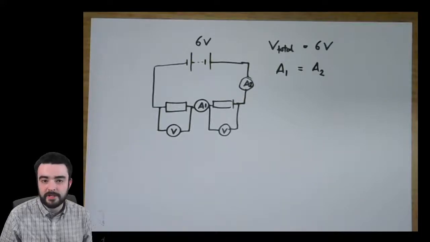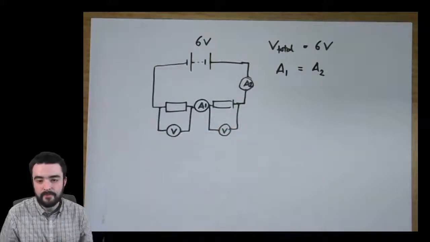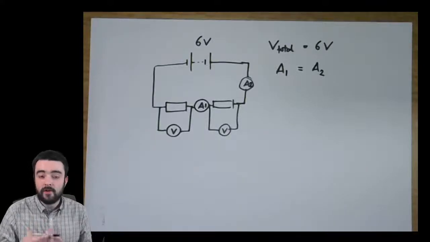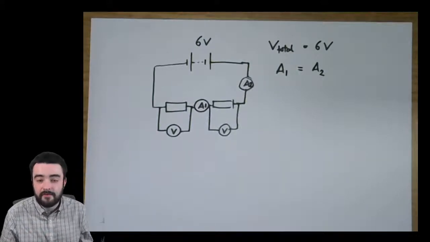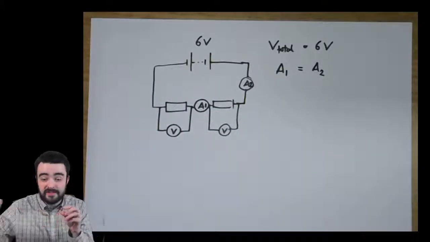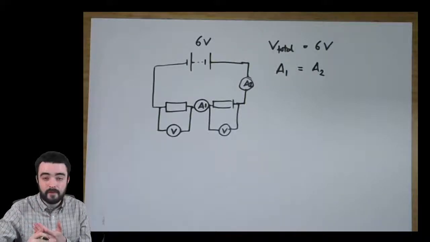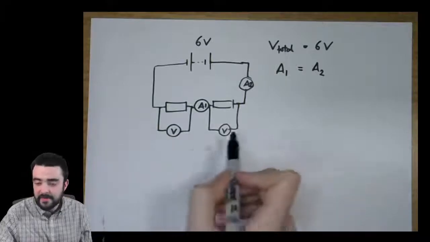Why is the current going to be the same everywhere? Well, if you think about it a bit like water, if we have a pipe and water is entering that pipe, it can't leave the pipe any quicker than it goes in, because where would that extra water come from? So here we have our series circuit. We have one consistent pipe. The current is flowing through. You can't get extra current from somewhere. So it has to be the same everywhere.